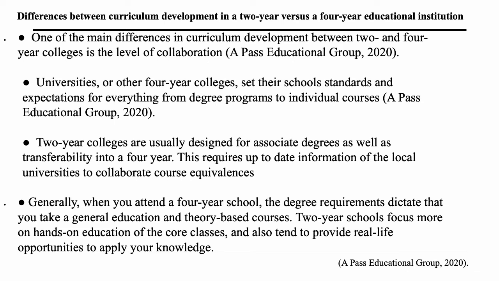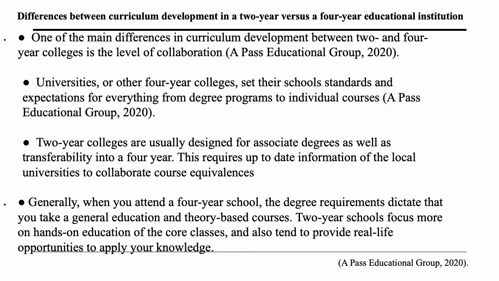What are the differences between curriculum development in 2-year versus 4-year educational institutions? One of the main differences in the curriculum development between 2 and 4-year colleges is the level of collaboration. Universities or other 4-year colleges set their school standards and expectations for everything from a degree program to individual courses, according to a past education group. While 2-year colleges are usually designed for associate degrees as well as transferability to a 4-year program. This requires up-to-date information of the local university to collaborate on course equivalences.